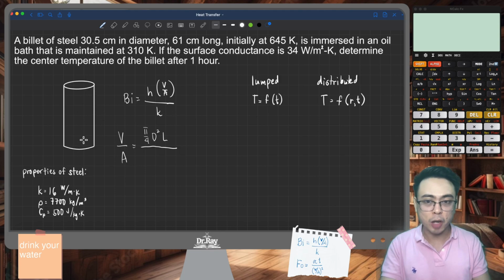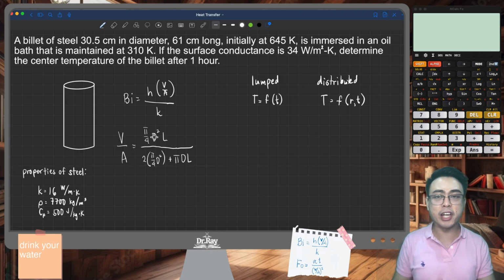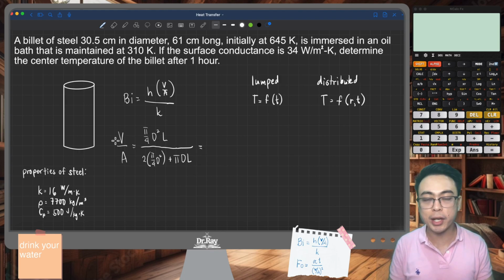So for the top and bottom ends, that will be 2 times the area of a circle, that's pi over 4 d squared, right? It's multiplied by 2 because you do have the top and the bottom surfaces. Plus the lateral surface area of the cylinder, that's pi dl. Since we're already given the diameter and the length, we can directly calculate for this volume to surface area ratio.